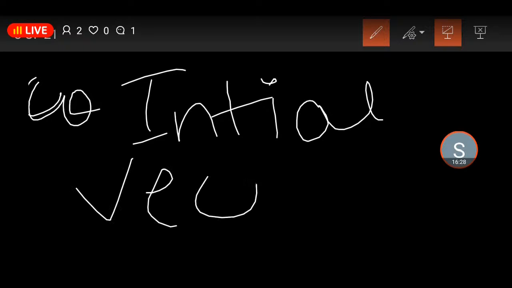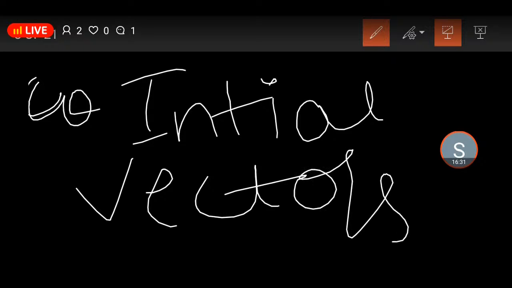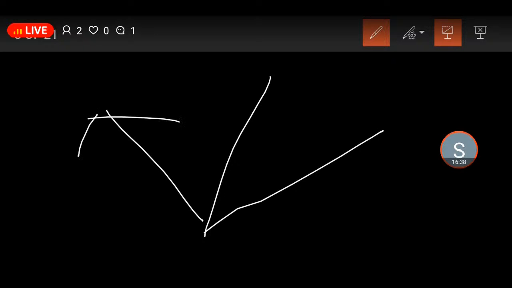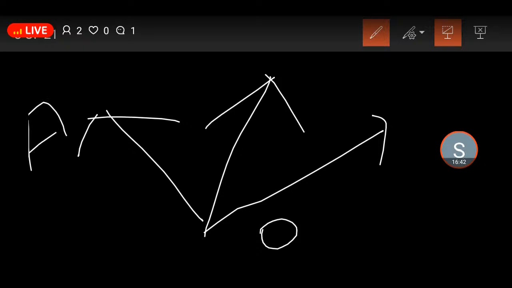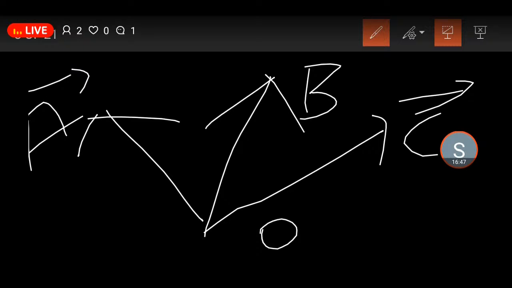Whereas co-initial vectors are the vectors which have the same common point of origin. Let's say this is the origin O, this is vector A, B, C. These are the three vectors which originate from a common point called O. Then they are called co-initial vectors.